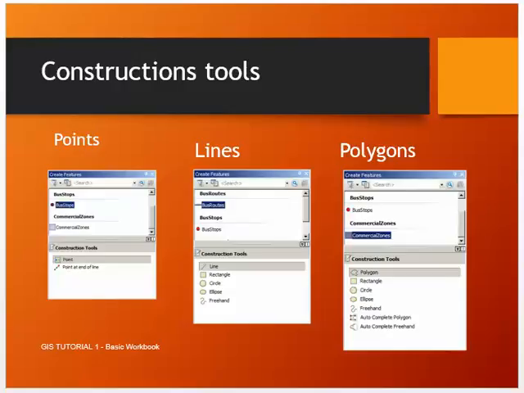A point or a line or a polygon, rectangle, circle. Rectangles, circles, ellipses, those are all types of polygons. It just makes your feature construction a lot quicker, so you don't have to draw endless numbers of vertices to create a circle. You can just create a circle.